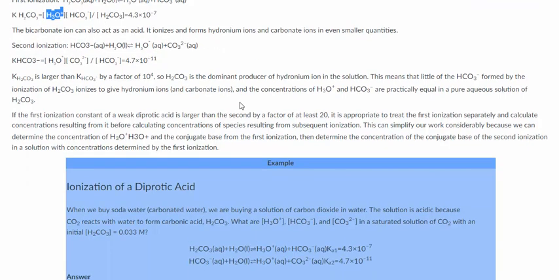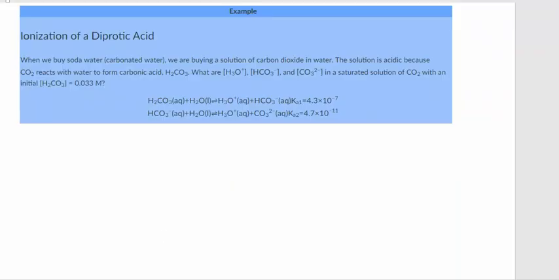So let's do a calculation. When we buy soda water or carbonated water, we have carbonic acid in our water. We have these 2 steps for a diprotic acid, and the question asks us to calculate the concentrations of the various ions in the water. Let's start with our carbonic acid, and I'm just going to dissociate this into proton and conjugate base. We're going to start with 0.033 molar, and I need you to see that this way is just as good as reacting it with water.